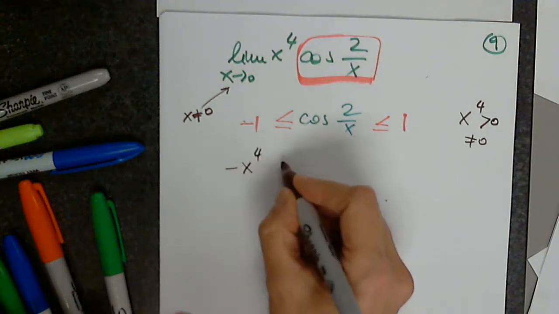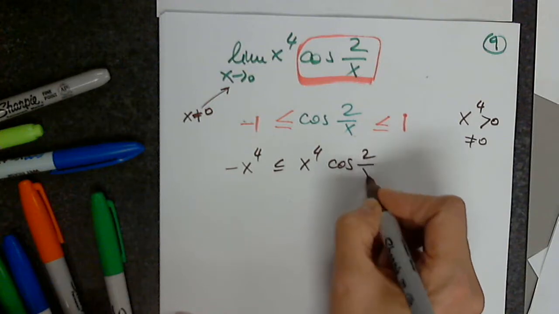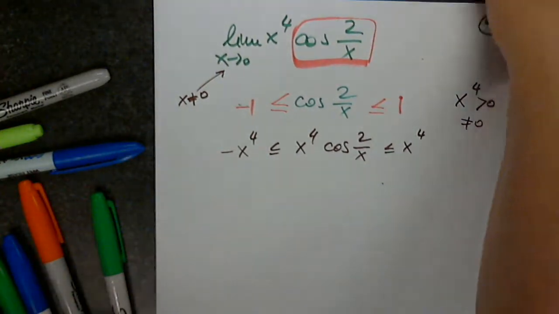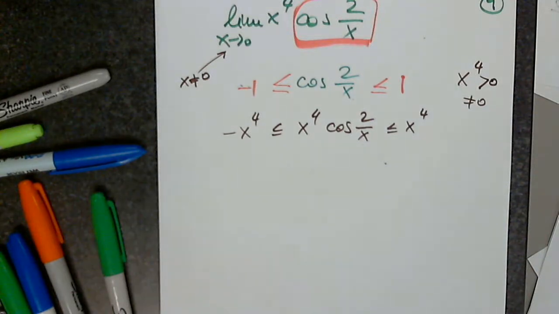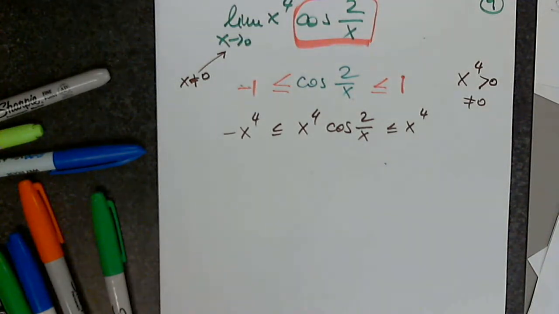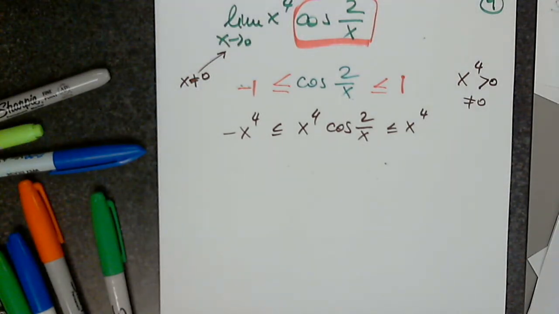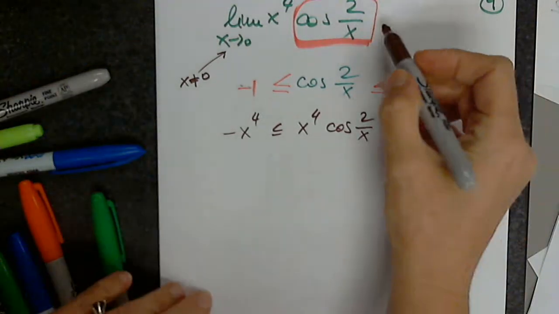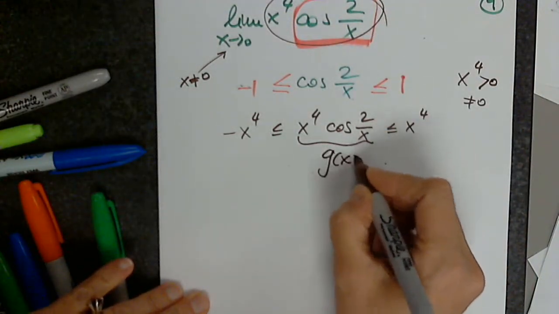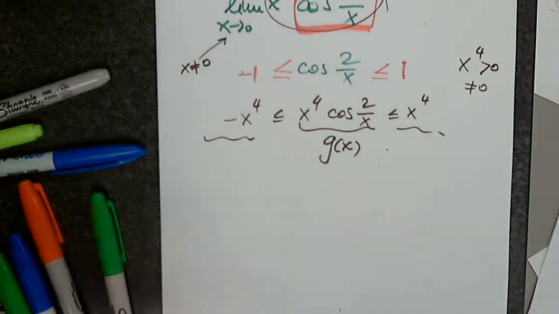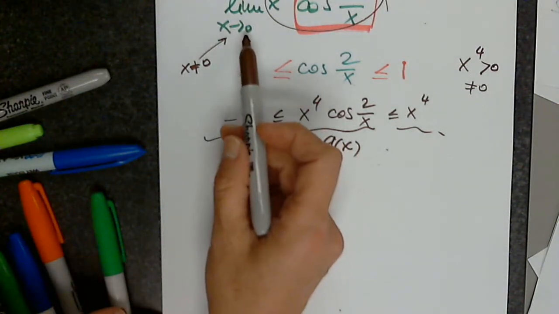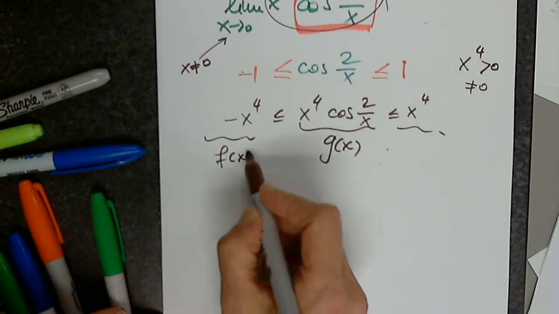So then I have negative x to the 4th less than or equal to x to the 4th times cosine 2 over x less than or equal to x to the 4th. Now, what? What am I showing? I'm showing the sandwich. So our function, which is this, let me call it g of x, is squeezed between f of x and h of x near 0. I don't care what happens way outside of that small interval around 0.